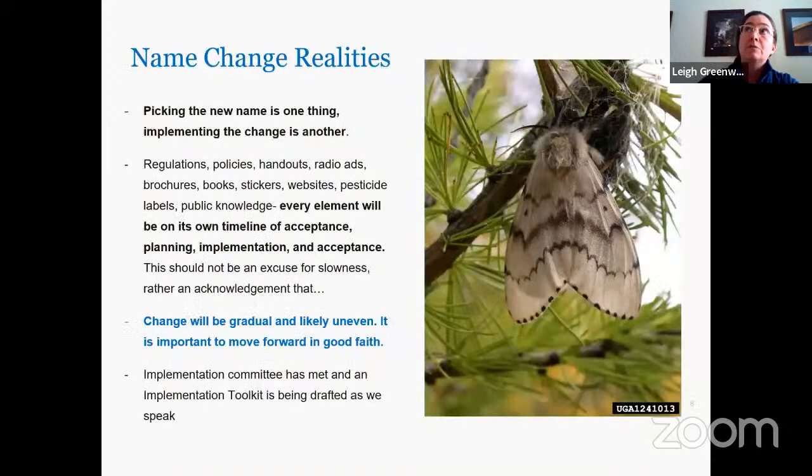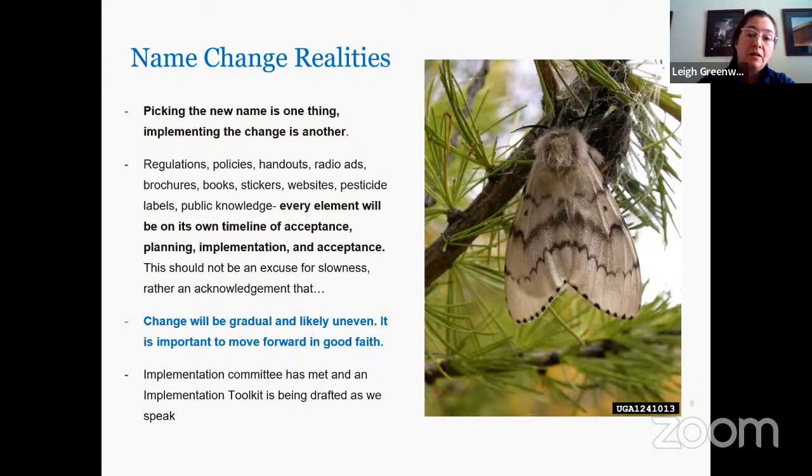The reality of this name change is that it's much more than changing a name. You're going to have to implement the name change. That's actually going to be as difficult or probably far more difficult over time than the process of picking a new acceptable name. We're going to have to change an unbelievable number of things in the invasive species community, whether it's regulations themselves, policies, legal language, handouts, radio ads, brochures, books, stickers, websites, pesticide labels. That's going to be a particularly difficult one. Maybe the most difficult of all will be public knowledge.